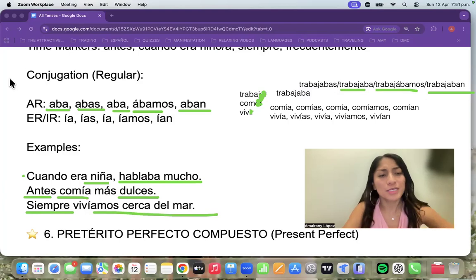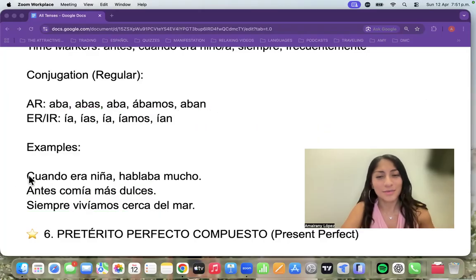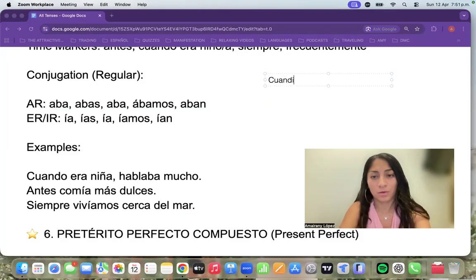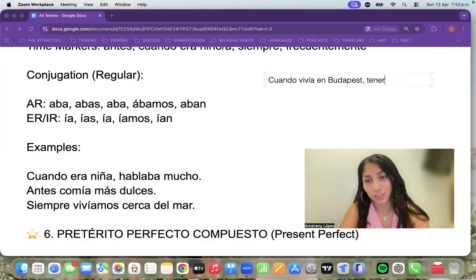Okay, so I'm going to give you more examples for you to probably get this whole thing a little bit better. Allow me to clean all of this because it's messy. Okay, let's clean it. And okay, now let's talk about my examples. Cuando vivía en Budapest, and I'm going to use now the verb tener, which is to have. So then I'm gonna make it an imperfecto by doing this.